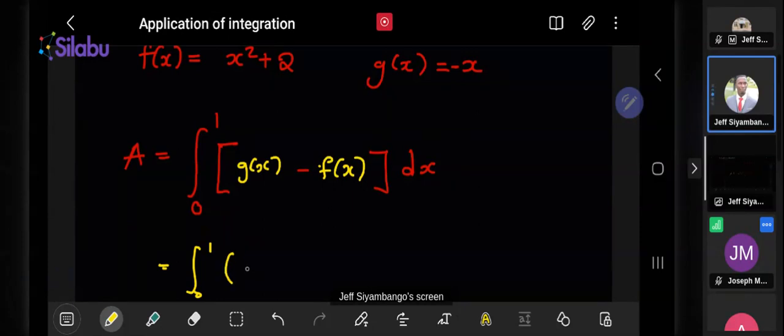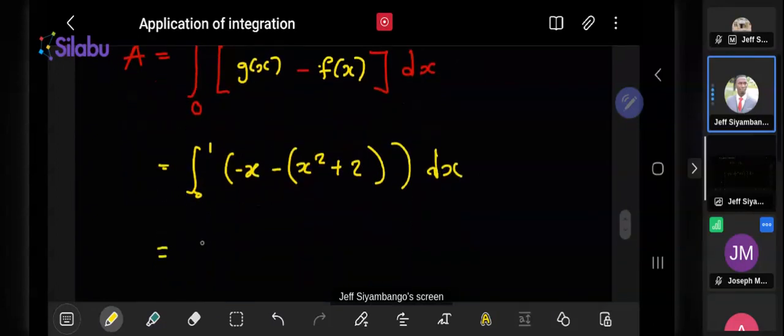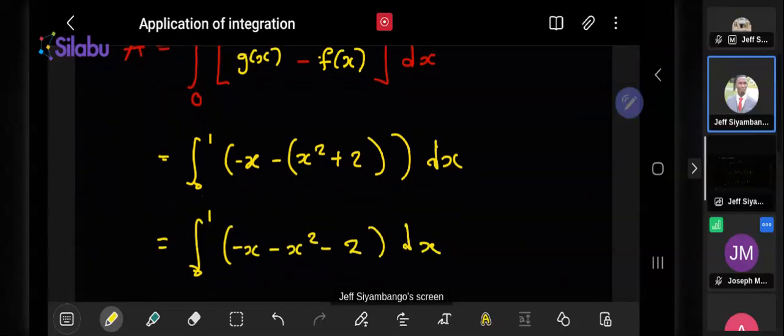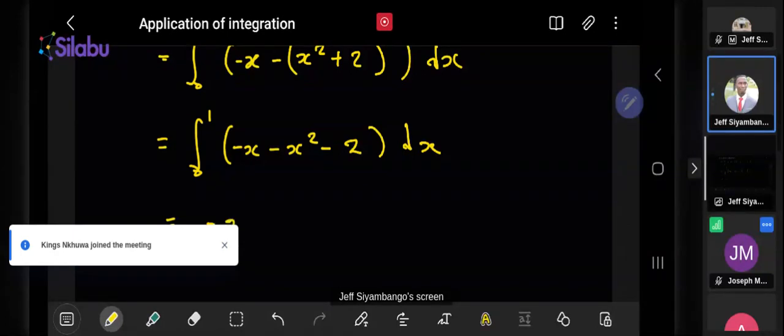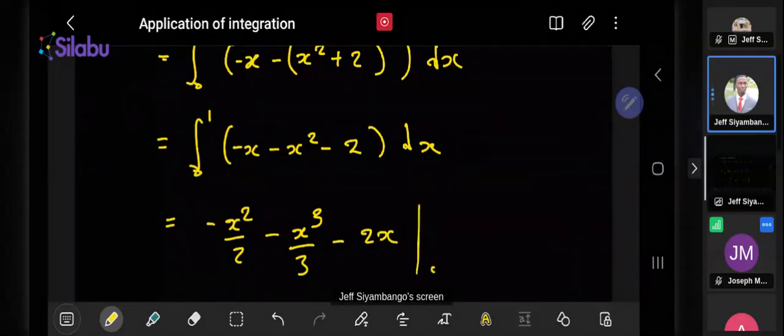Notice what would happen. Now you'd have x minus x, then minus x squared plus 2, with respect to x. I'll try to be a little bit fast. It's a question that we did last time. Here we're just trying to see the effect of swapping those. So from the integral, this is minus x squared over 2, minus x cubed over 3, minus 2x, from 0 to 1.